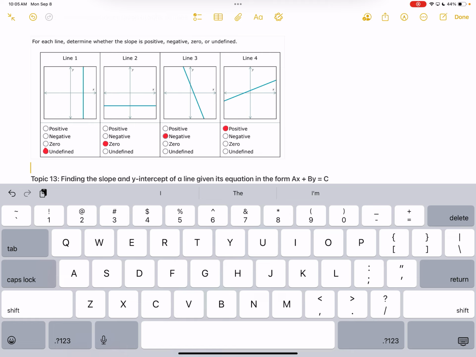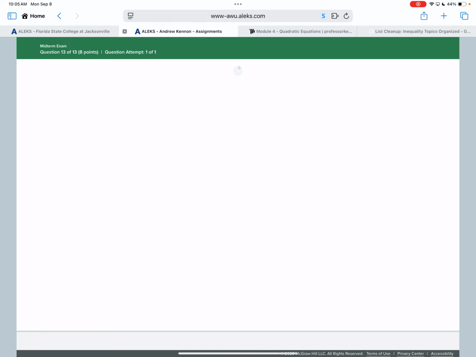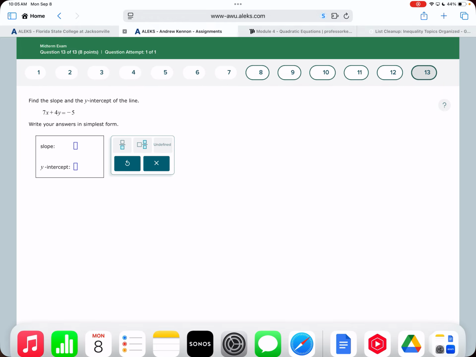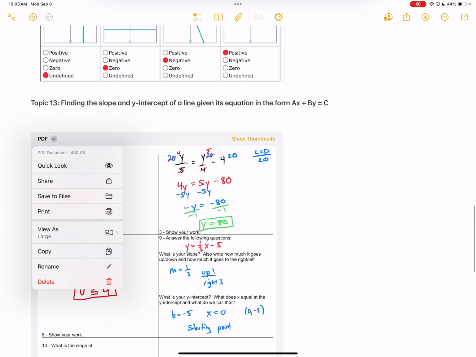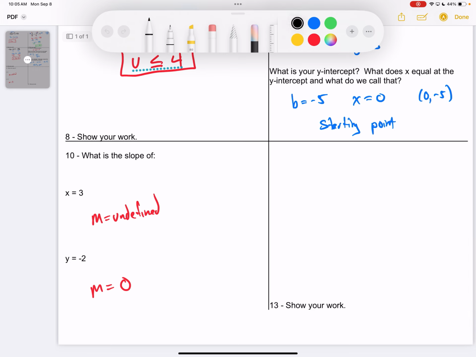And then the last one is on the worksheet, right? It just says show your work. What's the last one? Find the slope and the y-intercept. 7x plus 4y equals negative 5. So find the slope and the y-intercept.